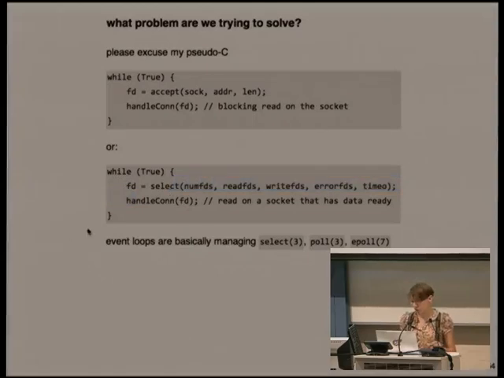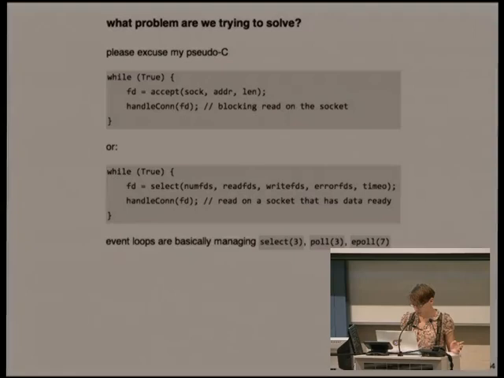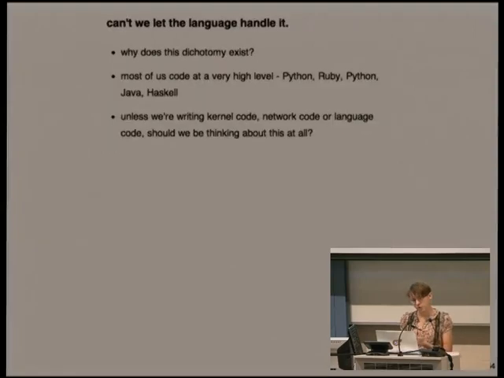So most event loops are basically just an abstraction on top of these system calls. Node.js is no different. As far as I know, libuv uses them. So why can't we let the language do these things for us? Why is there a dichotomy between whether we do something in serial or in parallel in this way?